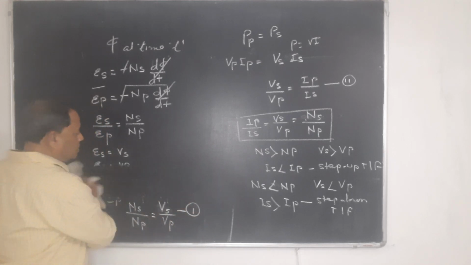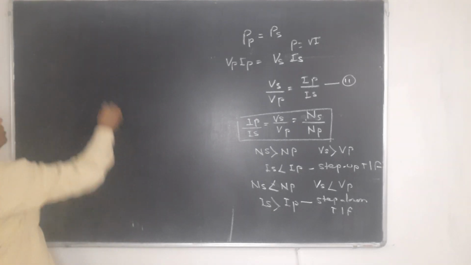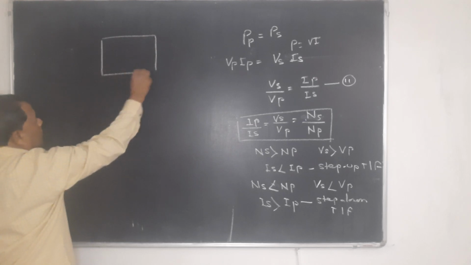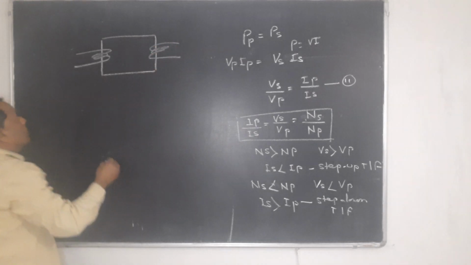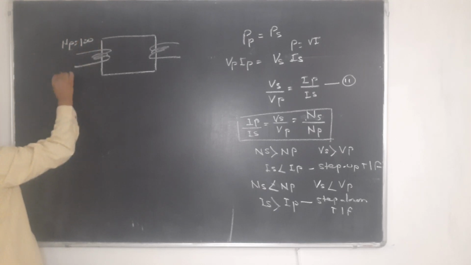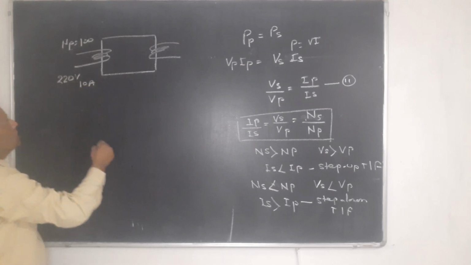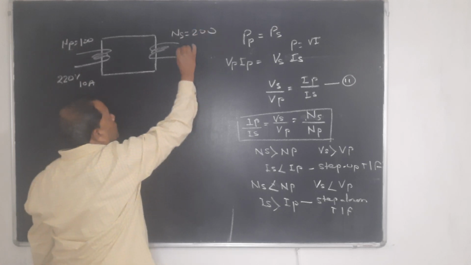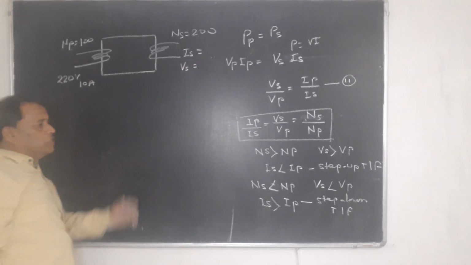So we will take one example. Here in primary, number of turns are 100. Applied voltage 220 volts and 10 ampere current. Here number of turns in the secondary is 200. We have to find out Is, the current in the secondary, and voltage in the secondary. So we will use this equation.